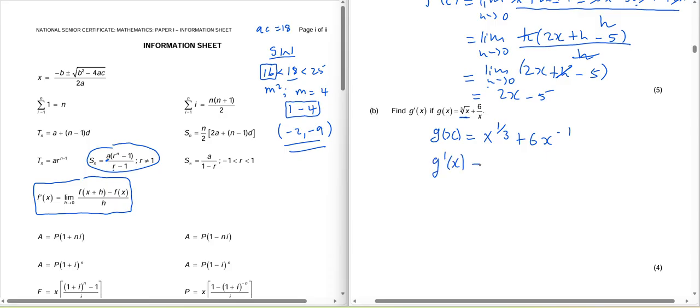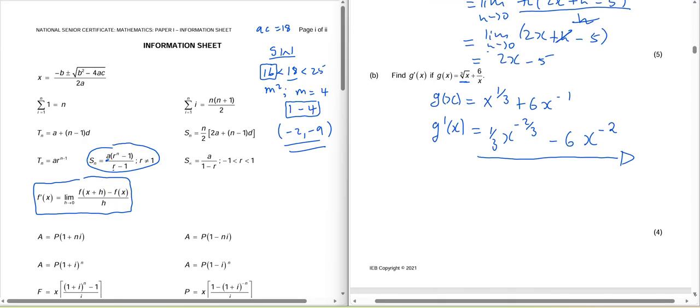And then now let's get g prime of x. It is just the derivative. Now we will drop 1 over 3, and then we'll subtract a 1. So 1 over 3 minus 1 will be minus 2 over 3. And then if we drop a minus 1, it will be 6 times minus 1, which becomes minus 6. x to the power of minus 1 minus 1 will become minus 2. Using that knowledge of deriving all these expressions.